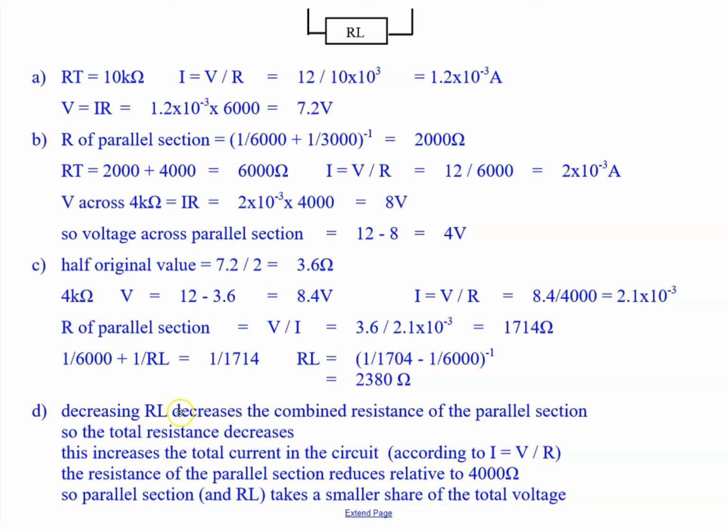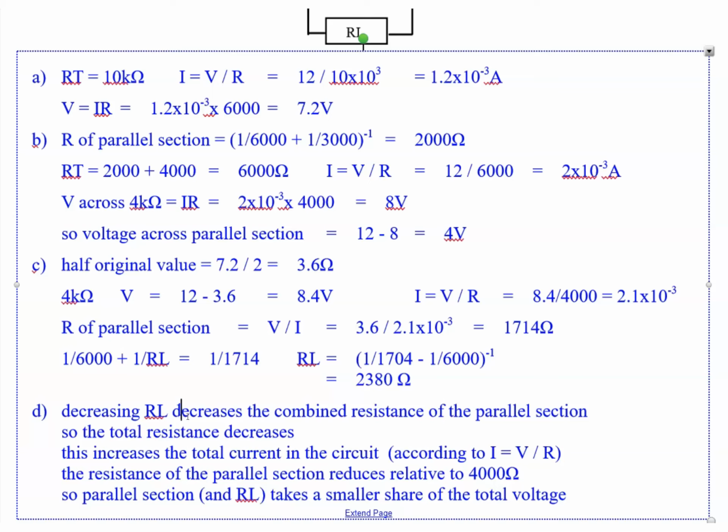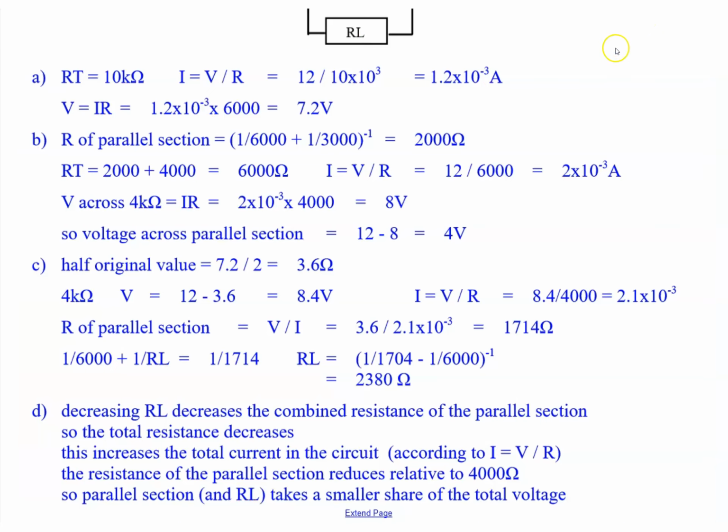So the first thing is, as we've seen, decreasing RL decreases the resistance of the parallel section. And because that's in series with R1, the total resistance goes down. And we know that I equals V over R, so the total voltage hasn't changed. But if I decrease the total resistance, then the total current will increase. So we've answered the first part. What will happen? We've increased the current.